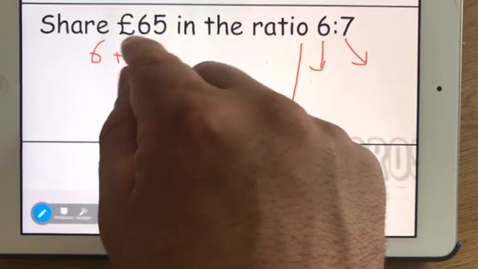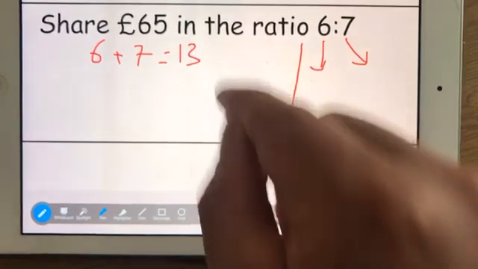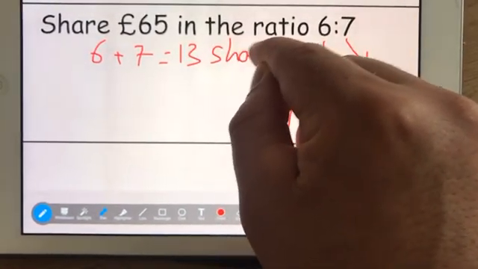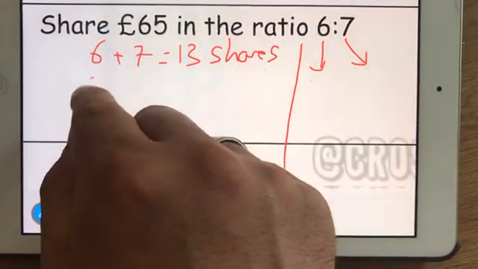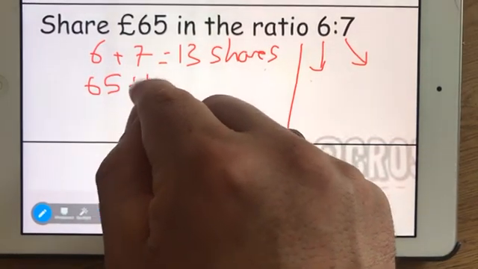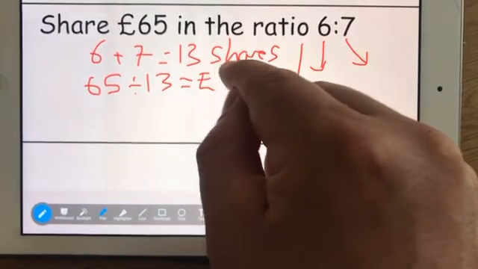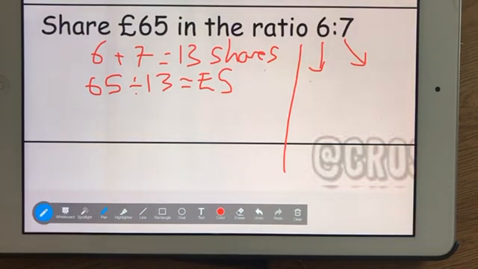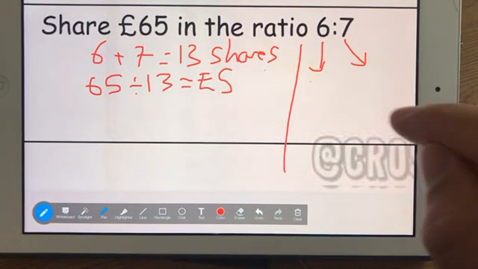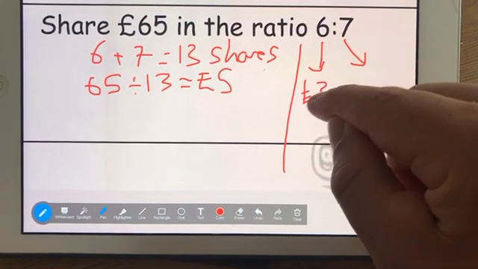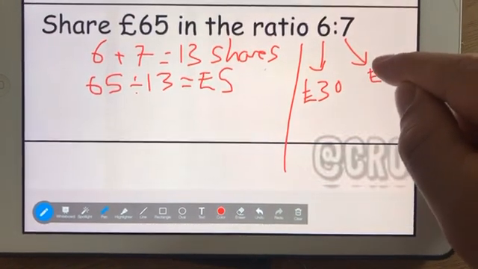6 plus 7 is 13, so 13 shares. 13 shares, I split £65 13 ways, which means each individual share is worth £5. If each share is worth £5, I need 6 lots of £5, which is £30. And 7 lots of £5, which is £35.